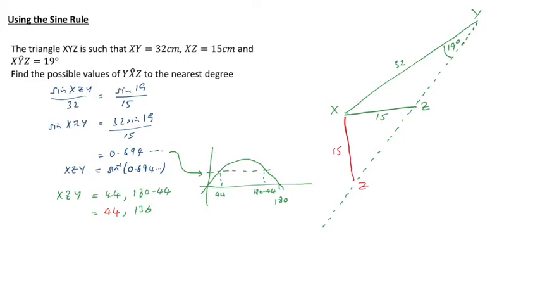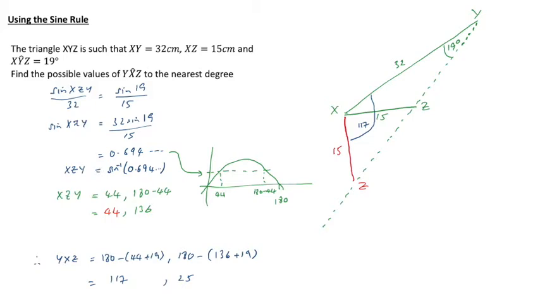Okay, so now we know the angle at Z, but of course we've been asked for the angle at X. But if we've got two angles in a triangle, we can work out the third quite easily. So YXZ is either 180 take away 44 plus 19, which are the other two angles in one of these cases, or 180 minus 136 plus 19, which is the other case. And that gives us 117 or 25.